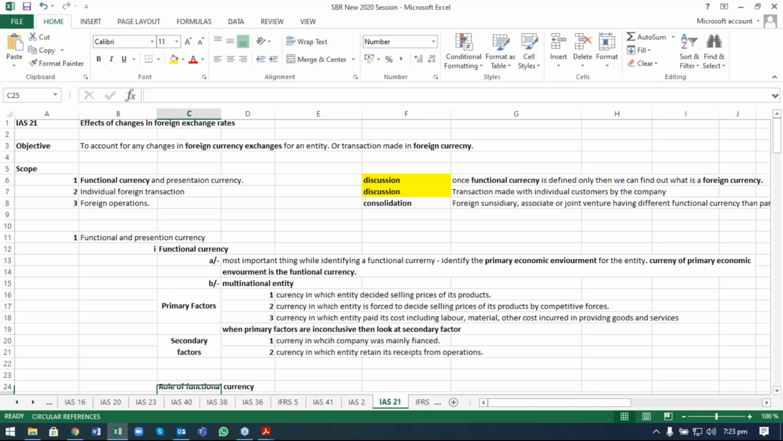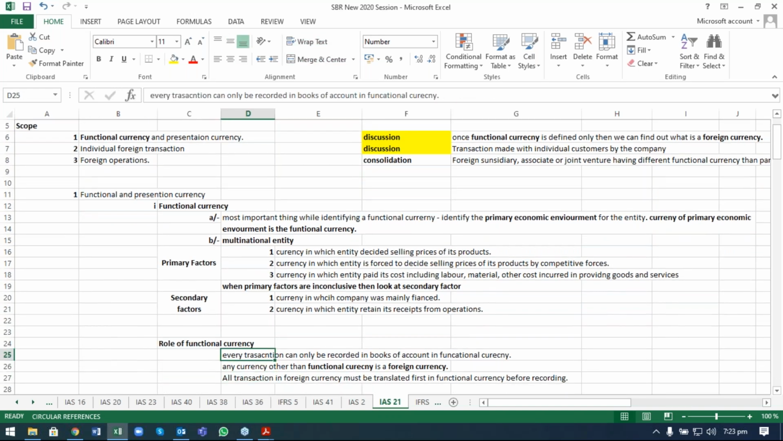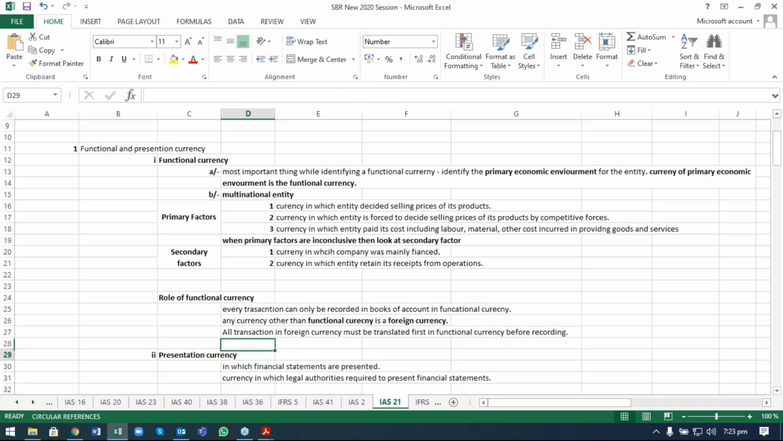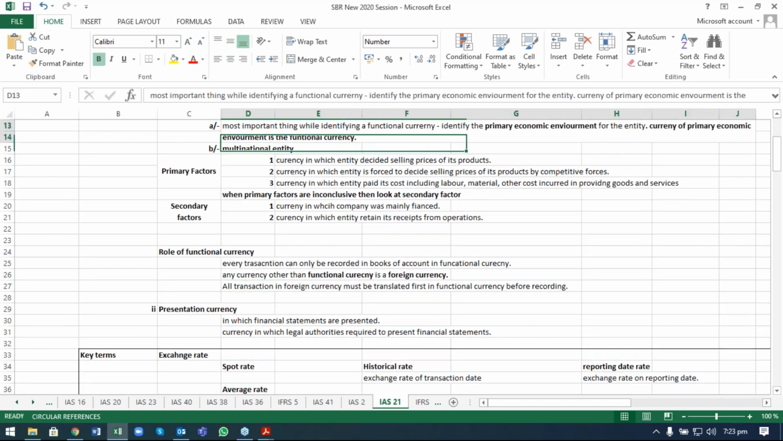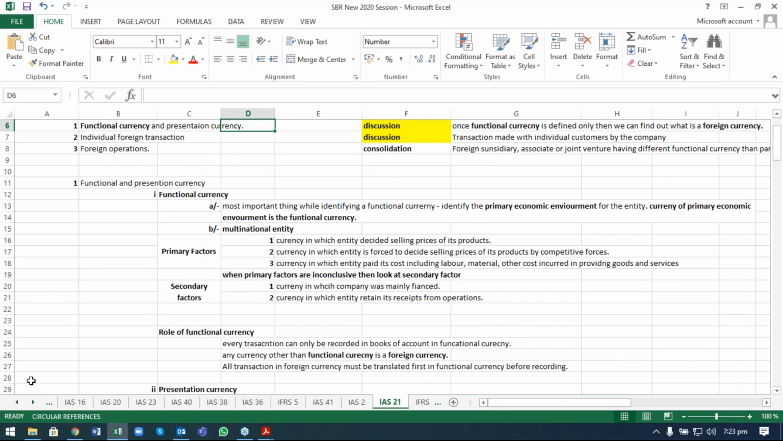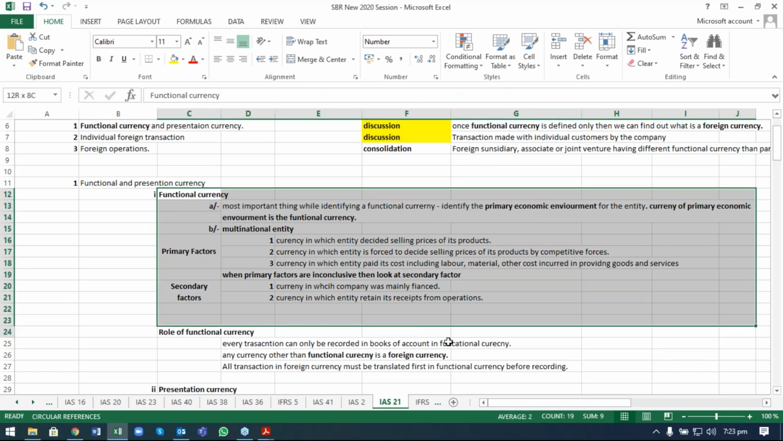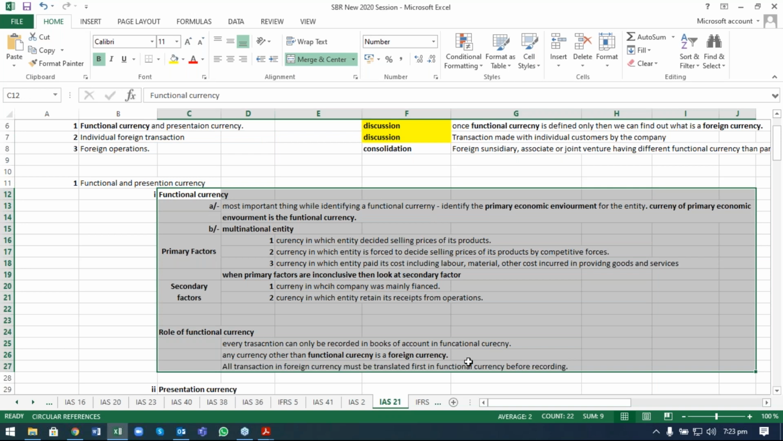Before moving on, this is the role of functional currency; we'll be looking into the role of functional currency in later stages. We need to find out if the functional currency was identified. Within this case, it's fine. But if there is a subsidiary company and one parent company, you need to ascertain how much control the parent has over the subsidiary company. So you can assign the parent company's functional currency as the functional currency of the subsidiary, depending upon how much control the parent can exercise on the subsidiary or on the foreign operations.